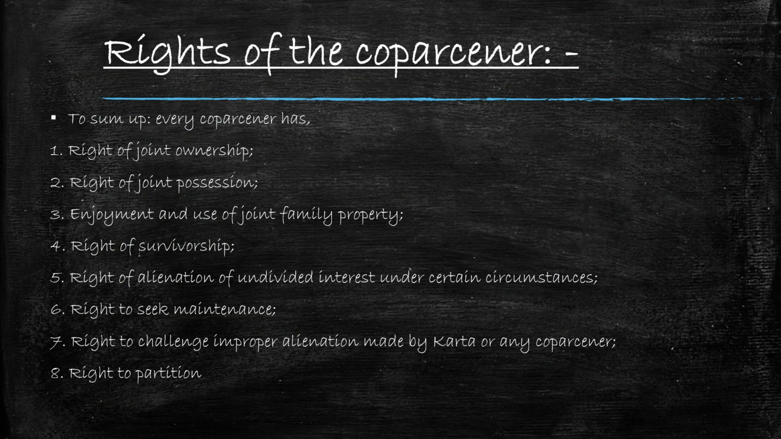Rights of a coparcener. To sum up, we can say that every coparcener has right of joint ownership, right of joint possession, enjoyment and use of joint family property, right of survivorship, right of alienation of undivided interest under certain circumstances, right to seek maintenance, right to challenge improper alienation made by the karta or by the coparcener, and lastly, right to partition.